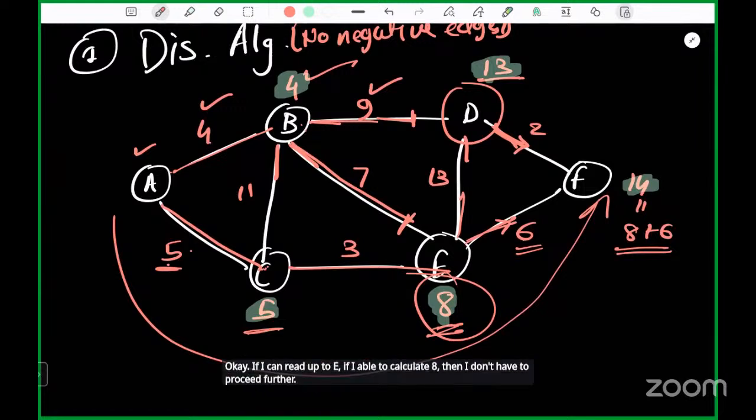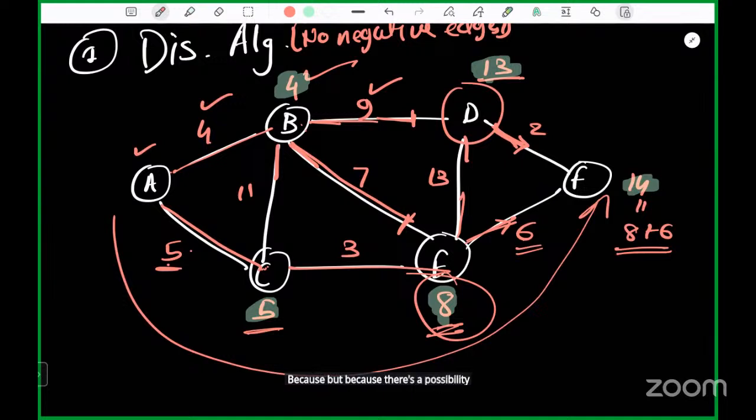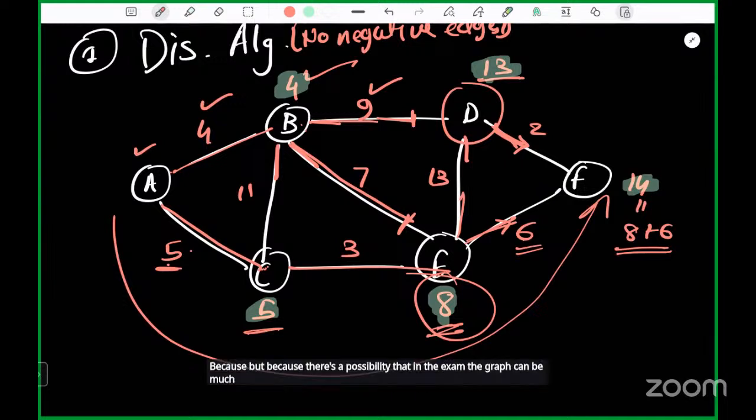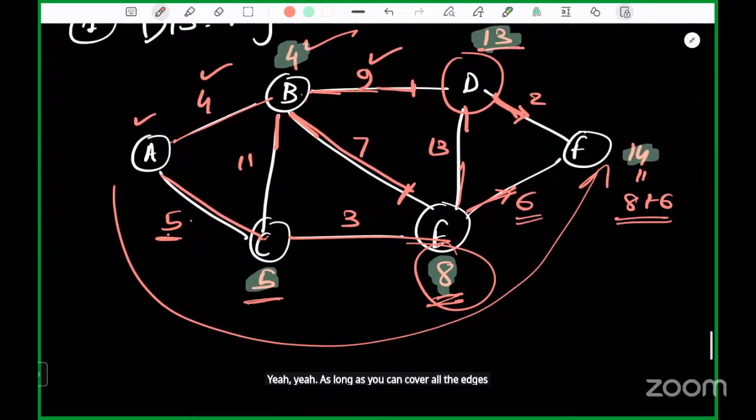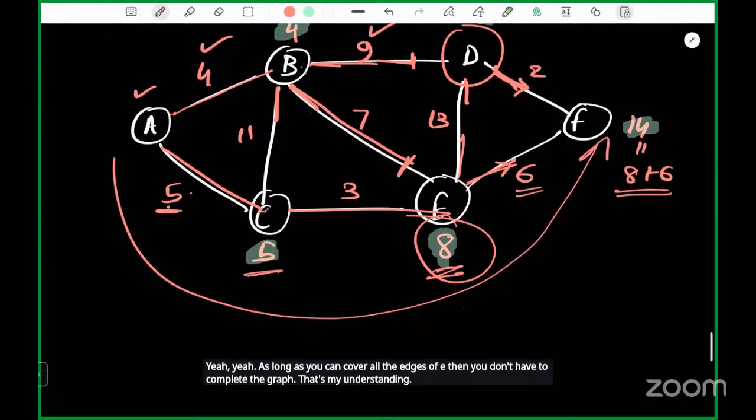That's true. Because there's a possibility that in the exam the graph can go much beyond E, four or five steps to the right. There is also a possibility of a smaller path from F to E. In that case, you have to consider that one also. If you come by A, B, D, F, E, then they will also give you the source of it. As long as you can cover all the edges of E, then you don't have to complete the graph. That's my understanding. Yes, that's good.